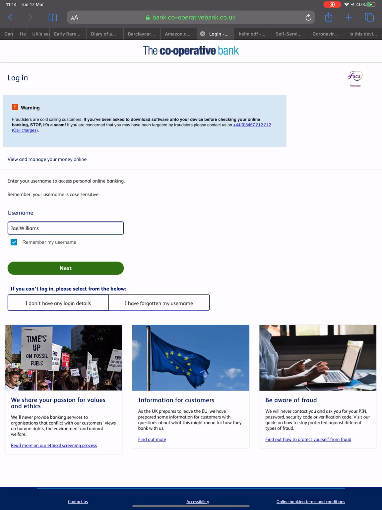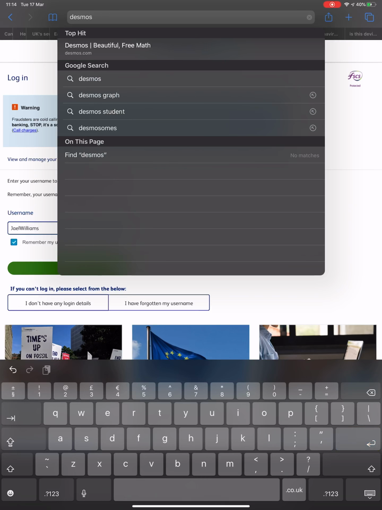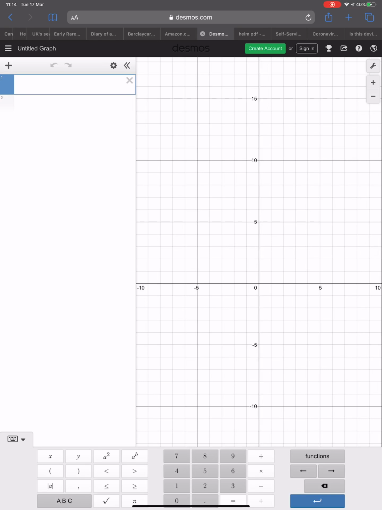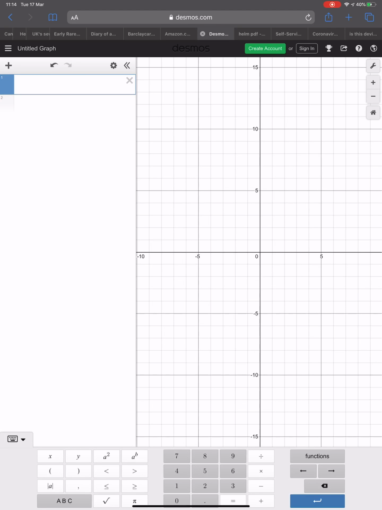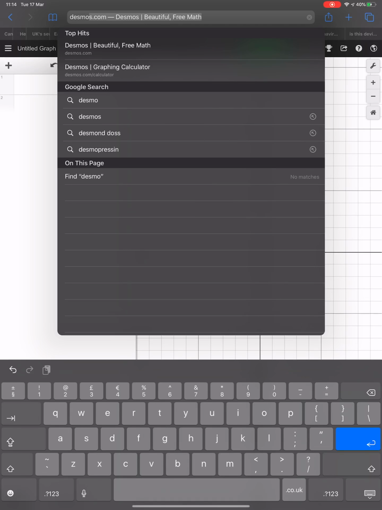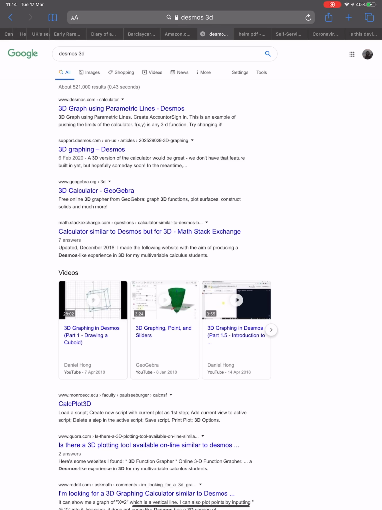Oh, I don't want that. Desmos. Here we go. Plotting, plotting, plotting. Start graphing. There we are. So I need to plot z. Desmos 3D, I think I need. Desmos 3D. 3D graphing, that's better.